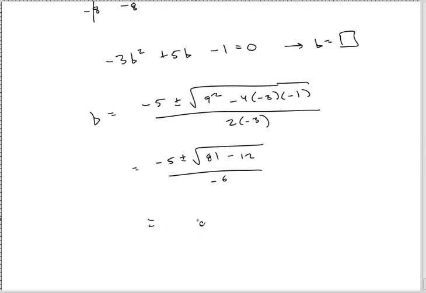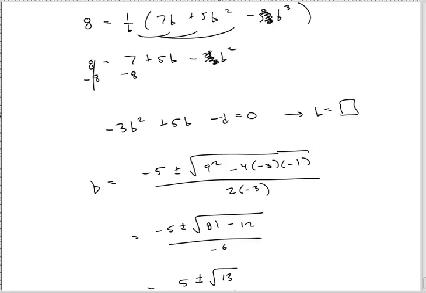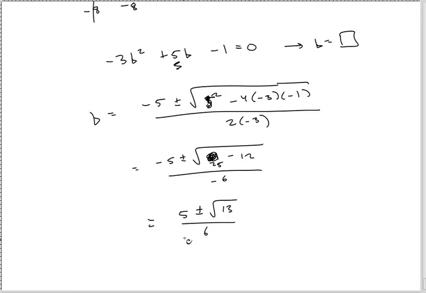I had done it differently on my notes here. And it's 5 plus or minus the square root of 13 all over 6. Why did I get a 9 here? That's supposed to be a 5 squared, right? 5? Sorry, so that's a 25. I just can't even do a quadratic formula right. Ugh. Okay.